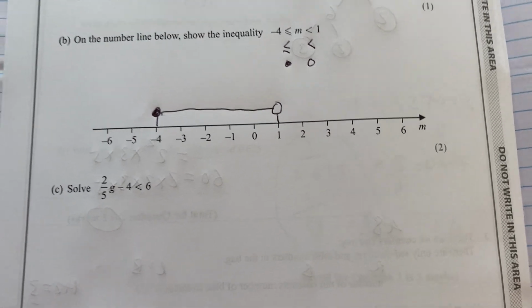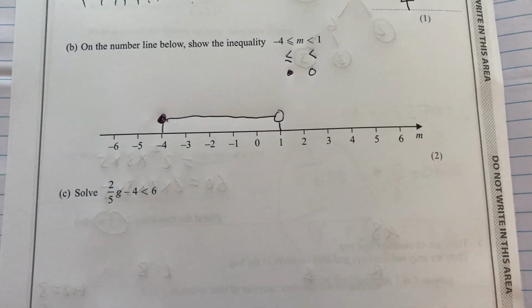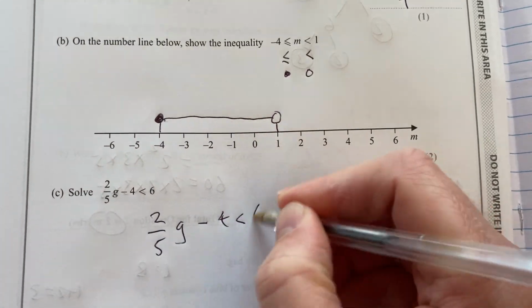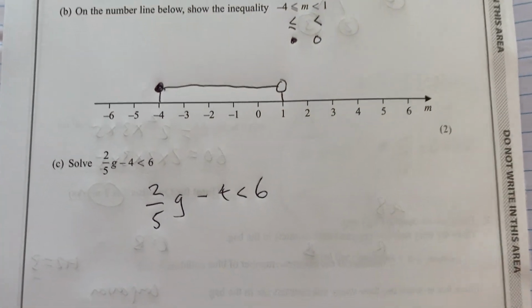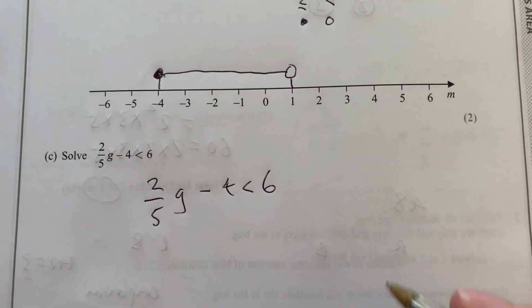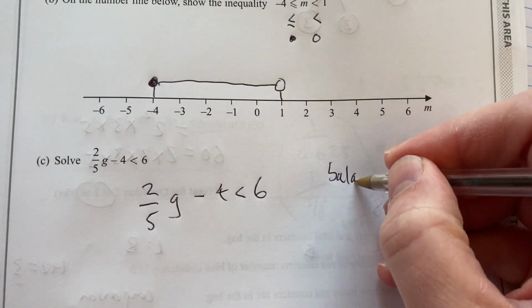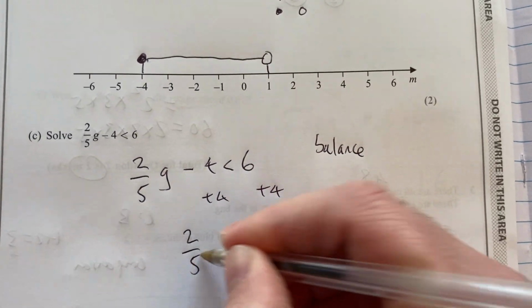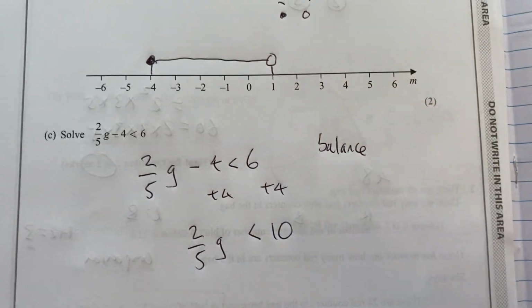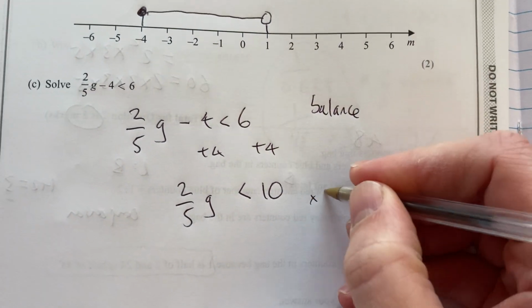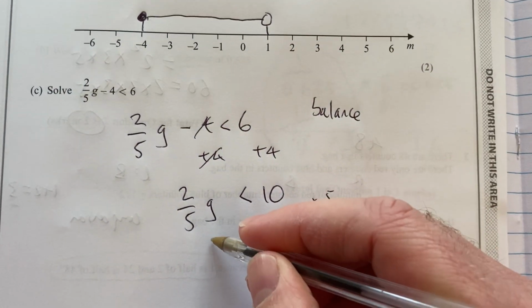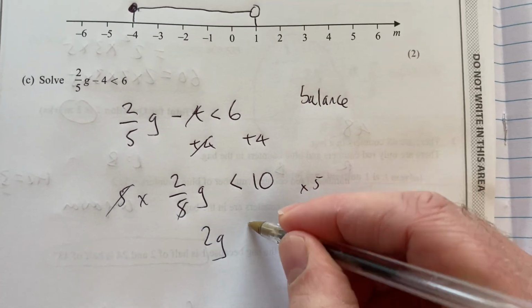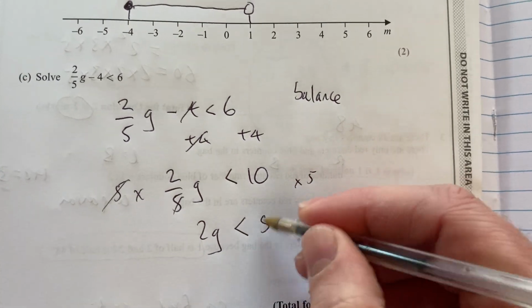Right, solving now with an inequality. So solve it just the same way you would an equation. 2/5 g - 4 less than 6. So as long as I'm not multiplying or dividing by -1, I do the same balance method that I would do with an equation. I'm going to add 4 to both sides. 2/5 g less than 10. Then I multiply by 5. So those would cancel. And then multiply here by 5. So those cancel. 2g is less than 50.